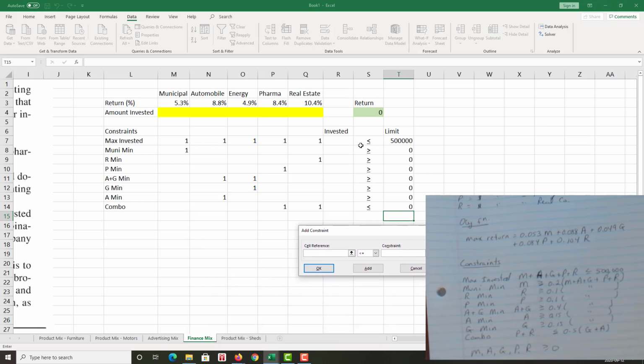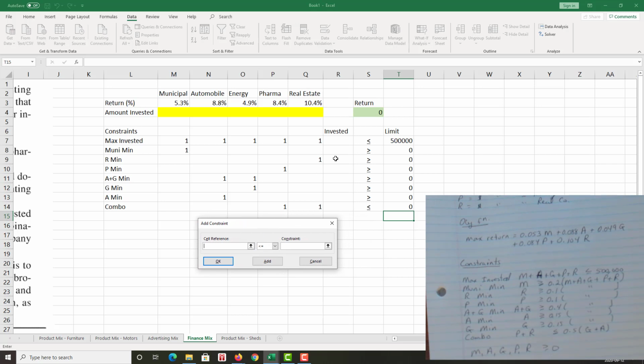The first constraint being the amount invested, less than or equal to the limit. Keeping that just relative, just referencing the cell so I can change it later on. Add to that all these mins, which all have to be greater than or equal to all their respective limits. Add to that the combo, which is going to be less than or equal to its maximum. Not worrying about integers in this case. And then I click OK.